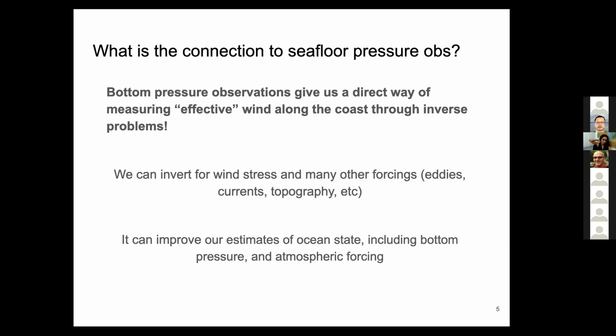But so what is the connection to seafloor or to bottom pressure? Well, bottom pressure observations give us a direct way of measuring kind of the effective wind along the coast through the inverse problem, right? So we can invert for wind stress and many other forcings, doesn't have to be only wind stress, from pressure measurements. And this not only improves our understanding of processes, but it also improves our estimates of the ocean state, including bottom pressure and atmospheric forcing, of course.